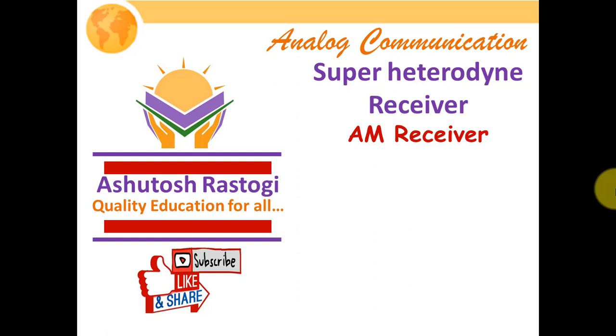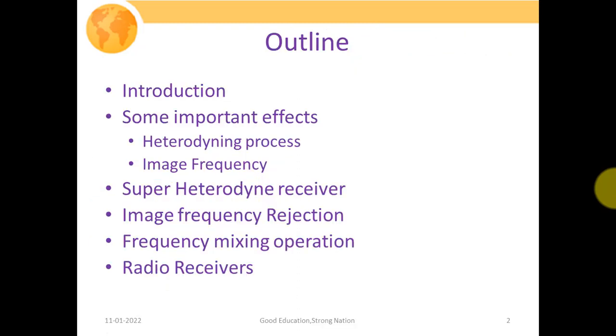Anyways, today in this particular lecture, we will study the Super Heterodyne receiver in AM application. So these are the outlines. We're going to start with the introduction, where we will discuss what we have learned in our earlier lecture. Then we're going to discuss some important effects such as the heterodyning process and image frequency. Then we will discuss the block diagram structure of the super heterodyne receiver. Then we will discuss image frequency rejection, how we will do that, and the frequency mixing operation, where we will learn various frequency modification operations with the help of examples. And finally we are going to give a comparative study of the TRF receiver as well as the heterodyne receiver as per their working principle.